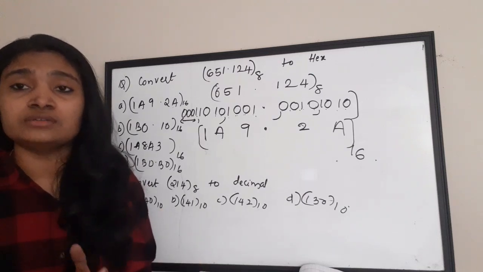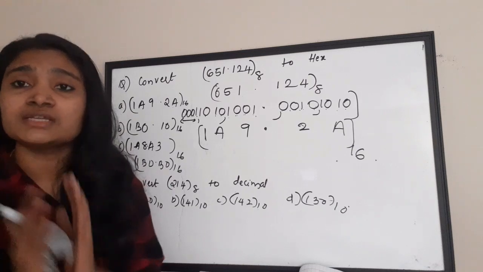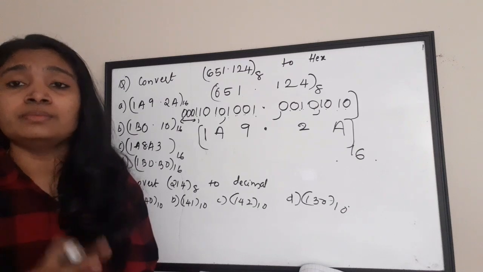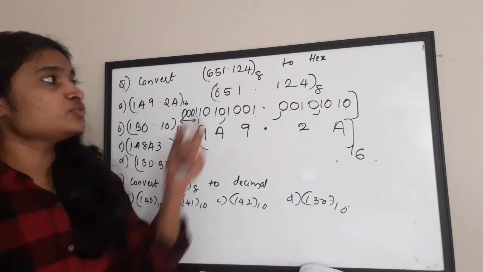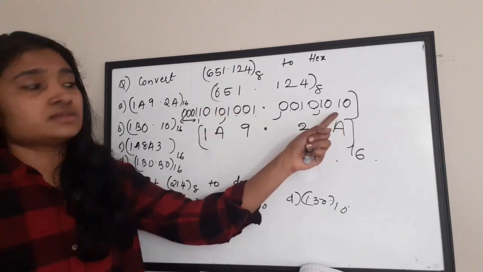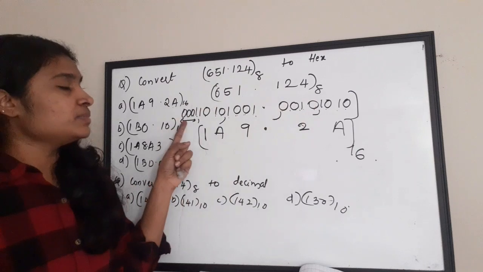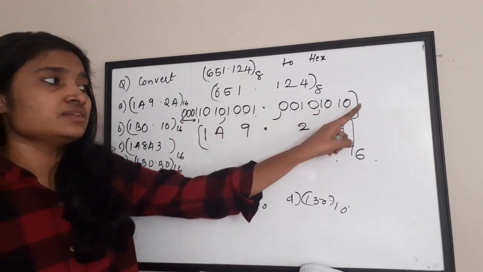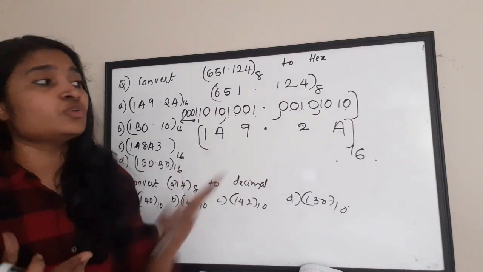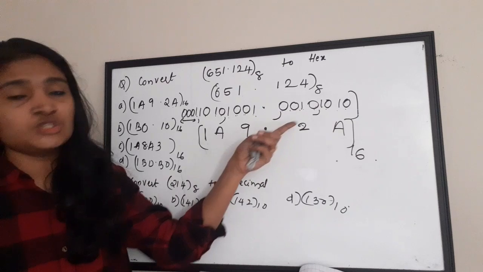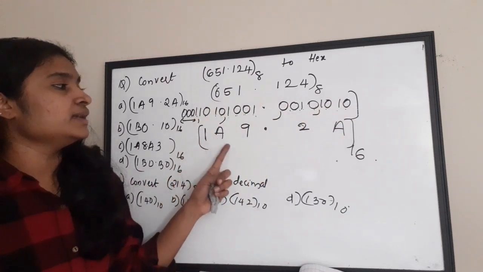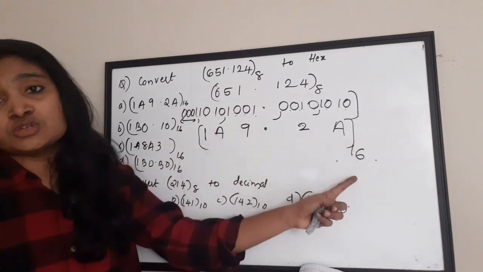If you want to convert an octal number to a hexa number, first convert that octal number to a 3-bit binary. That is, for each of these numbers, write the binary number with 3 bits. Then, after writing the number, if you have any insignificant zeros, just remove them and then make pairing of 4 bits each and write the corresponding values. Then you will get 1A9.2A to the base of 16.